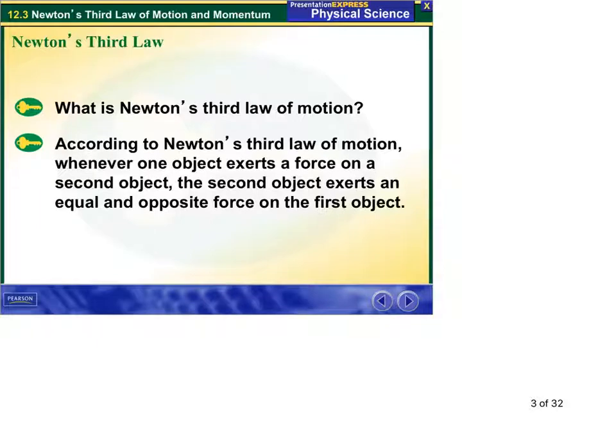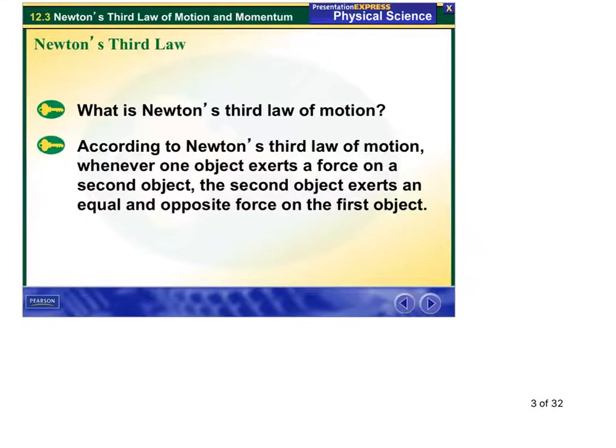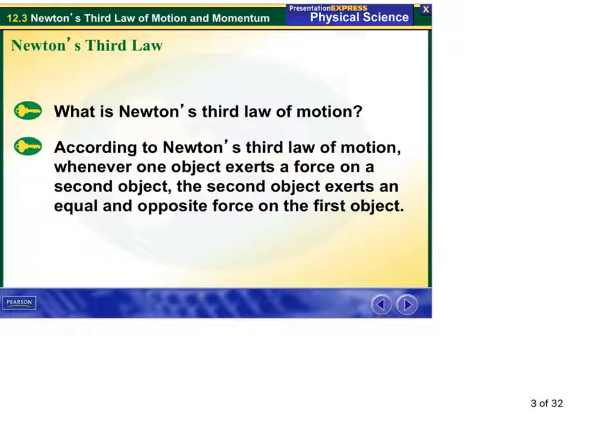Key question, what is Newton's third law of motion? Here's a little explanation. According to Newton's third law of motion, when one object exerts a force on a second object, the second object exerts an equal and opposite force on the first object. So one of the main things to remember for Newton's third law of motion is this idea of equal and opposite forces.